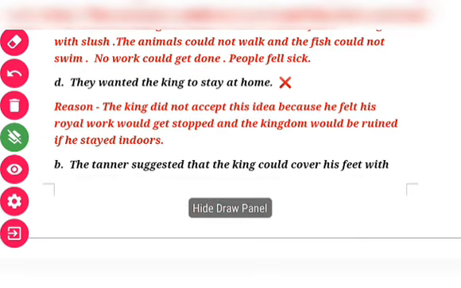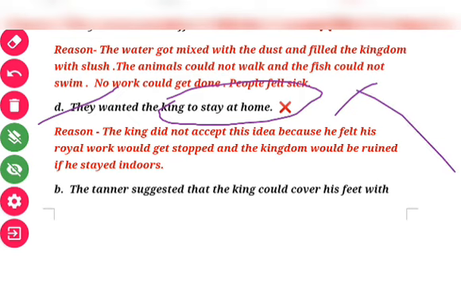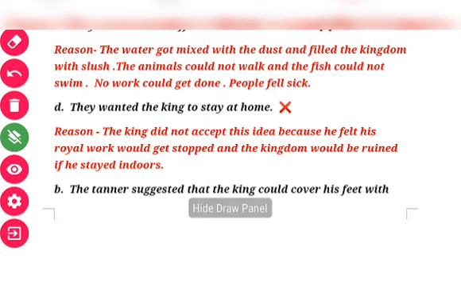Number 3 is D. It says that they wanted the king to stay at home. It is also not possible, so a cross is mentioned. Why is it not possible? The reason behind that is the king did not accept this idea because he felt his royal work would get stopped and the kingdom would be doomed if he stayed indoors. So that is why this also did not work.